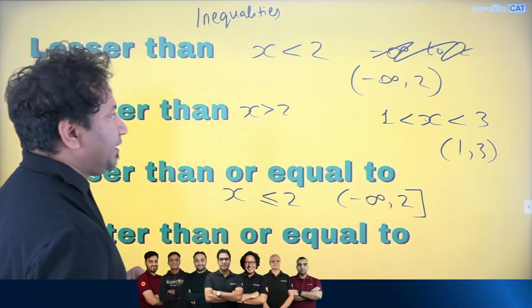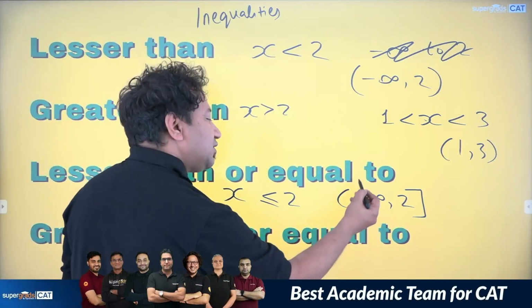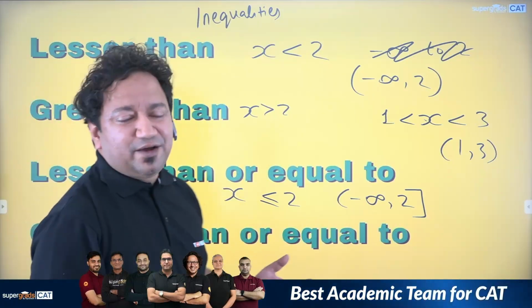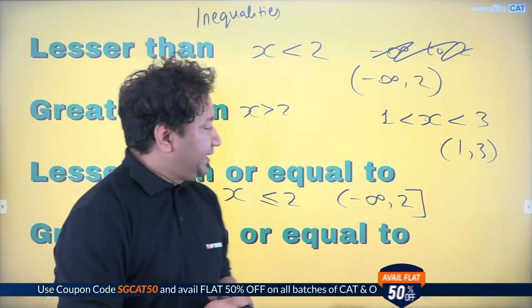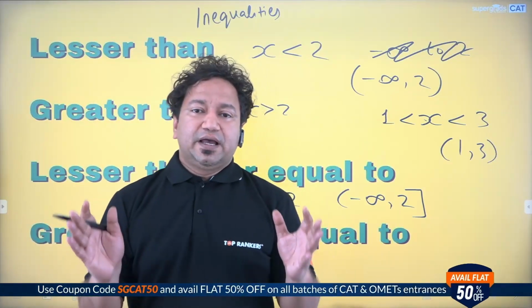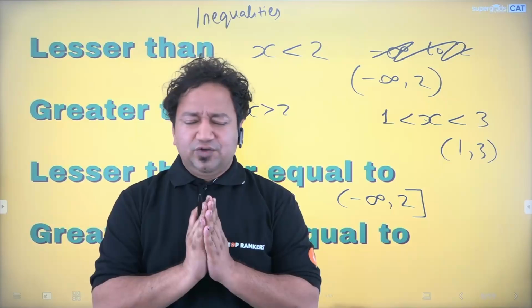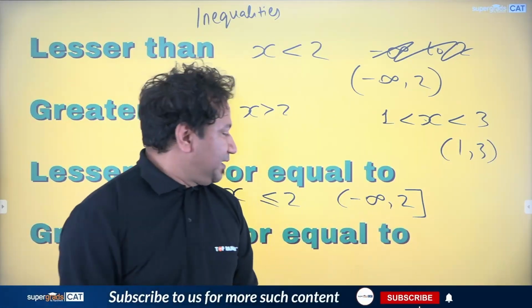By the way, whenever you use infinity or negative infinity, it is always an open interval because nobody knows where infinity lies. So this is something which must be noted down. It's very important. Infinity is never closed because you never know what infinity is, right?